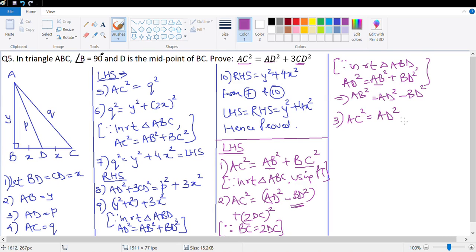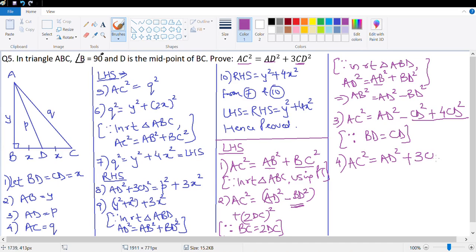But BD is equal to CD, which means minus CD square plus 2 CD whole square is 4 CD square. The only thing we've done is, since BD is equal to CD, we get AC square is equal to AD square minus CD square plus 4CD square, which is plus 3CD square. That's what they wanted us to prove. So hence proved. Now let's look at the next question.